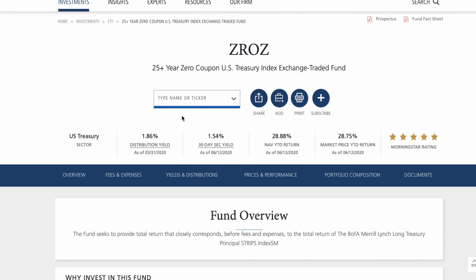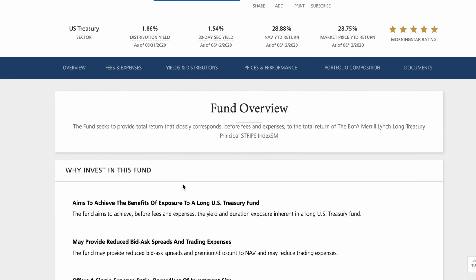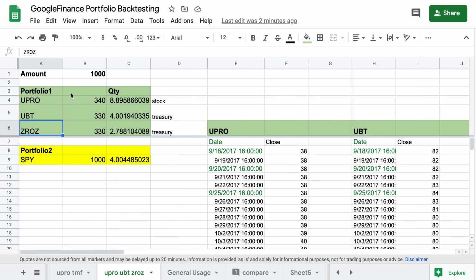Now this is not a leveraged ETF. This is just a single non-leveraged ETF, and I took one non-leveraged ETF. I put 33% of my money in a non-leveraged Treasury ETF to give this whole model a little stability. I also checked putting 30% in UPRO and 50% in UPRO and UBT, and I can show you how that portfolio works out in the next video.